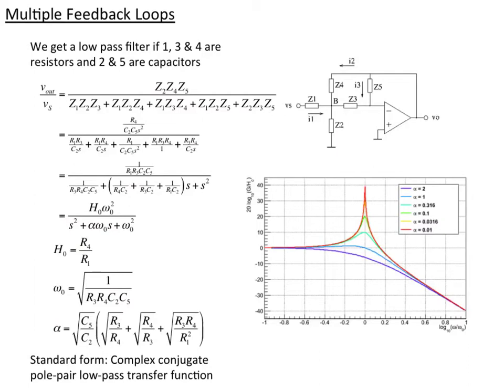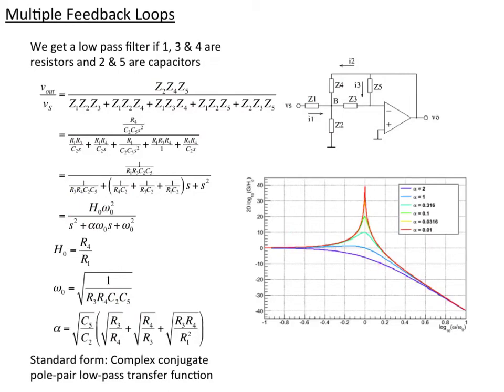Now it turns out that if you can change alpha here by changing the resistor values, you can get interesting behavior. If alpha equals 2, then we basically have a quadratic that we can solve. It actually has 2 real roots. But if alpha is less than 2, we can only get pole pairs. So the alpha equals 2 case is this purple line.